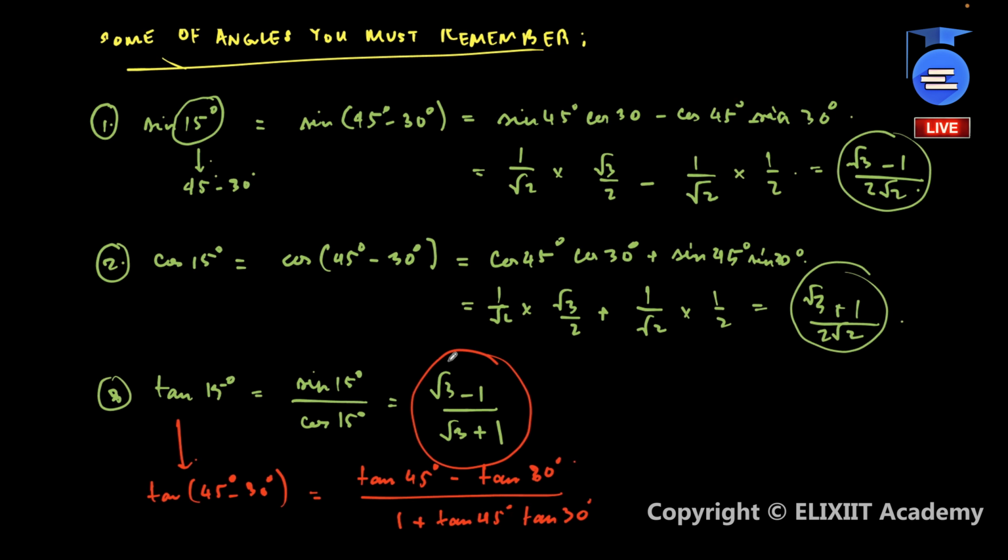So either you do in this manner, or better is you remember in this manner, tan theta is sin theta by cos theta. So tan 15 is sin 15 divided by cos 15. So we are done with the angles of 15 degree. Now similarly, let's do the angles of 75 degrees also.